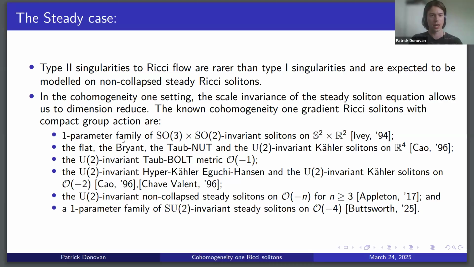In particular, we have this SO3, SO2 case is done again, and we have a lot of examples, and in particular, Appleton gave us some non-collapsed steady solitons. And for that case where the twisting number is -4, you can do this same procedure and get the SU2 invariant steady solitons on O4, the twisting line bundle with twisting number -4. And that again gives us, well, now it gives us a 1-parameter family of these guys. So hopefully that's given you an overview of the cohomogeneity 1 case for gradient Ricci solitons in dimension 4, in particular when their symmetry is somehow minimal in the compact case. That's all I had to talk about today.